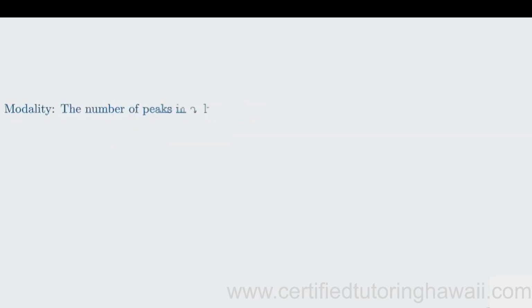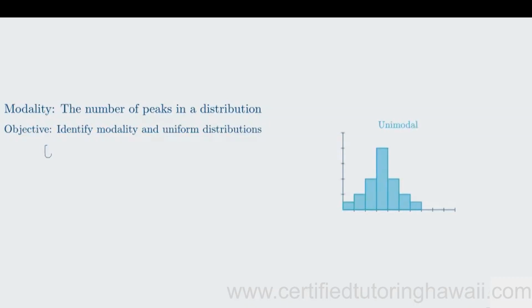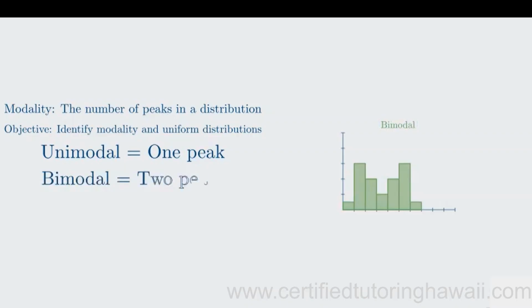Beyond the balance of the tails, we also describe the modality of a distribution, which is just a fancy way of saying how many peaks it has. Our objective is to identify modality and recognize uniform distributions. If a distribution has one main peak, we call it unimodal. Think of uni meaning one, like a unicycle. If there are two prominent peaks, it is called bimodal. This often happens when the data contains two different groups, like the heights of both men and women, combined into one graph. What if there are no peaks at all?